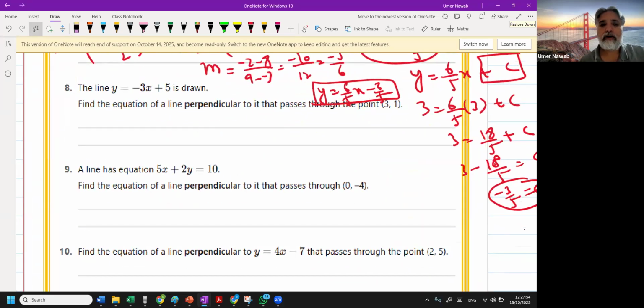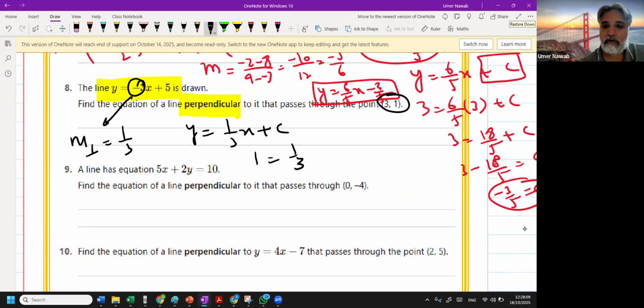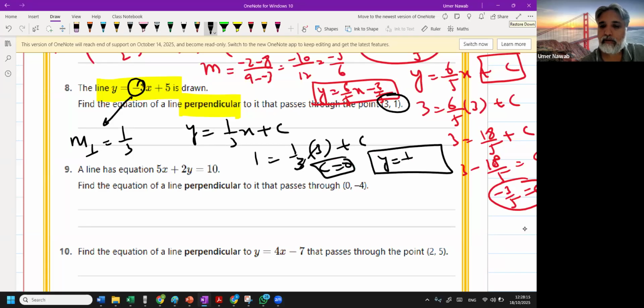Finally, the examiner has given you the equation of a line, and I want to write the perpendicular to it. The gradient is, this is -3. The perpendicular will be 1/3. y is equal to 1/3 x plus c. Substitute it. 1/3, and this is 3 plus c. 3 cancels, so c will be 0, and my equation will be y is equal to 1/3 x plus 0.